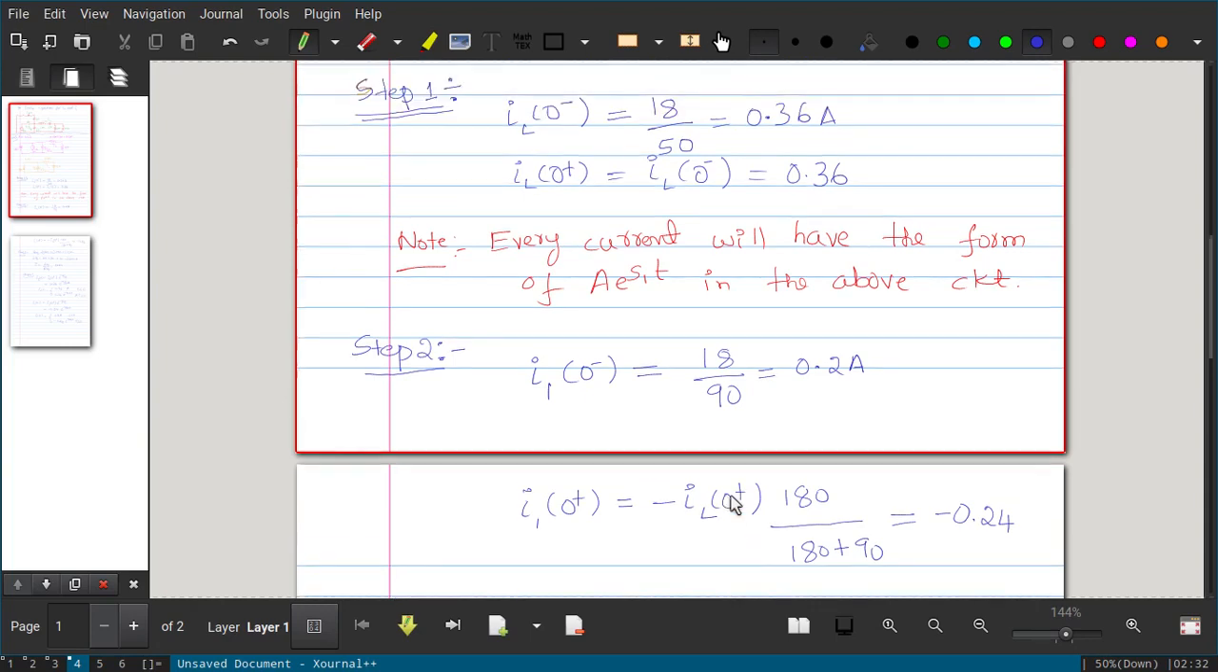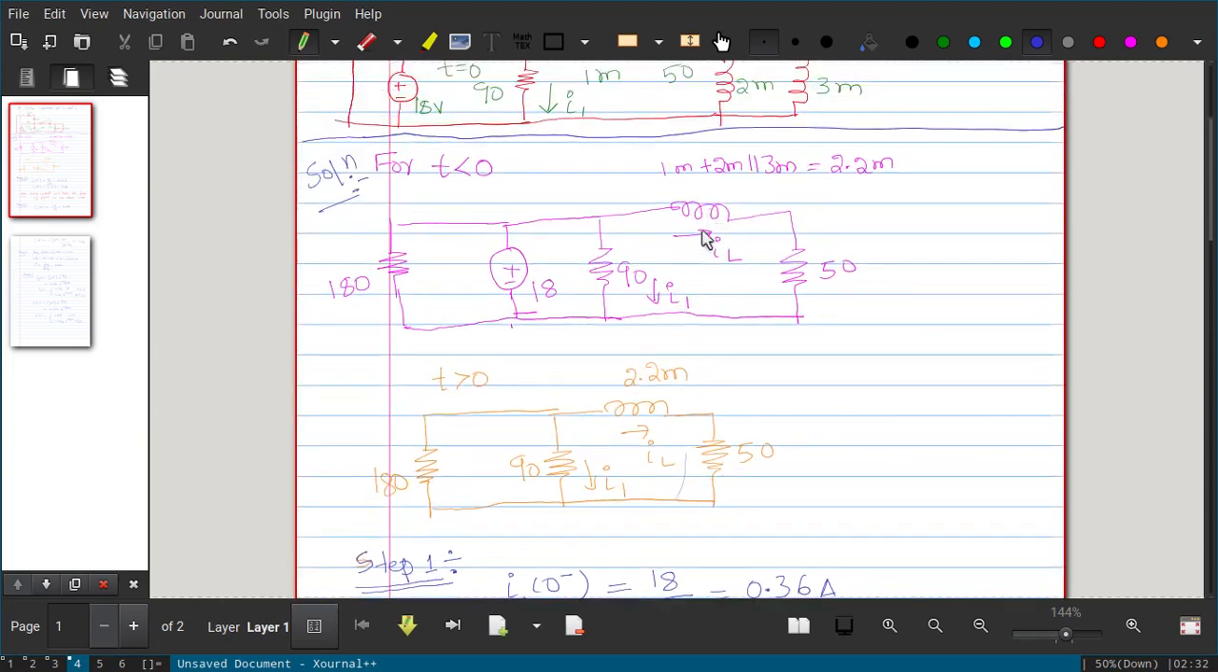So if you see the circuit here, I know IL of 0 plus, and I have to calculate I1 of 0 plus. So how can we calculate this? I can use the current divider formula here. Which current is entering these two branches? We have two resistor branches, 180 and 90, and the IL current is entering here. Here you have to see the second circuit, because the pink-colored circuit belongs to t less than 0, and you have to refer to t greater than 0. In that, you have two branches, 90 and 180. So you can calculate I1 using the current divider formula.